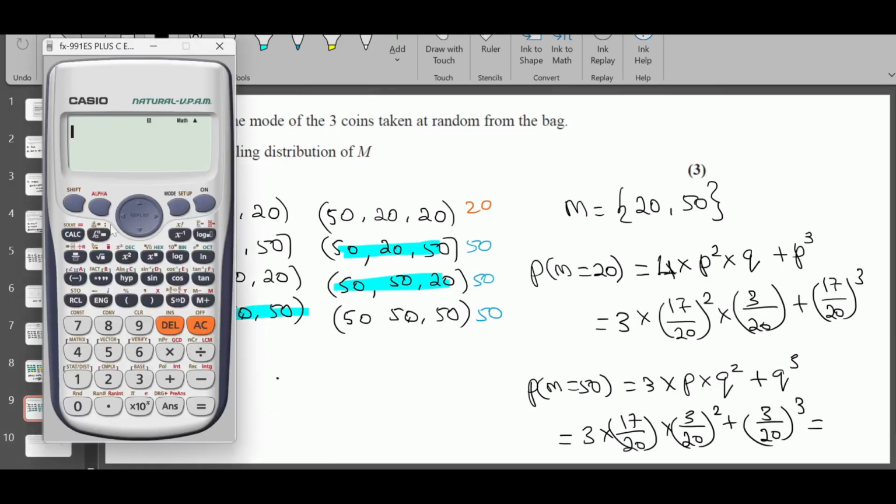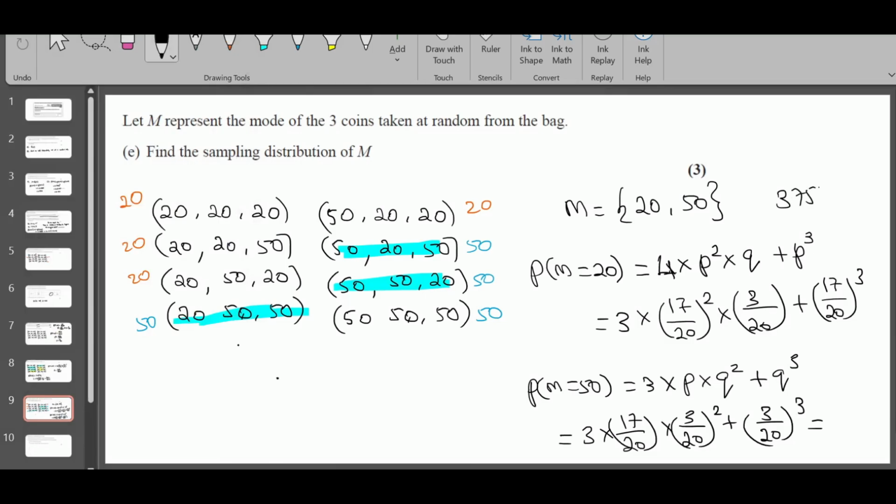So let's calculate these values first. 3 times 17 squared times 3 divided by 20 cubed plus 17 over 20 whole cubed. The value of this is 3757 over 4000. We can just write it in a table because they want the distribution. So just draw a table.